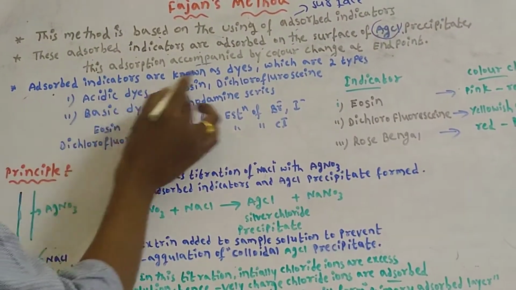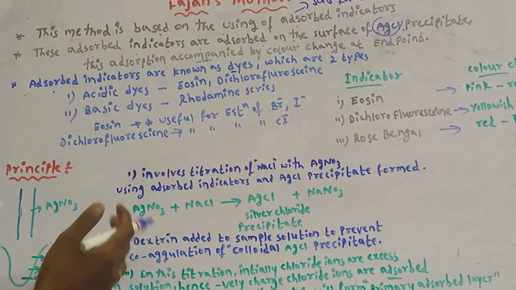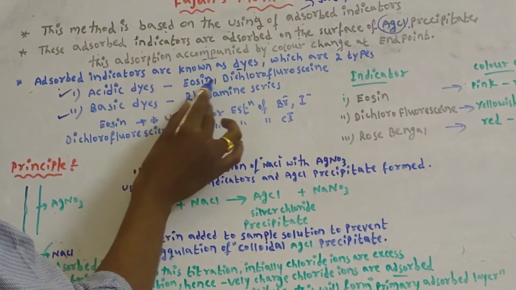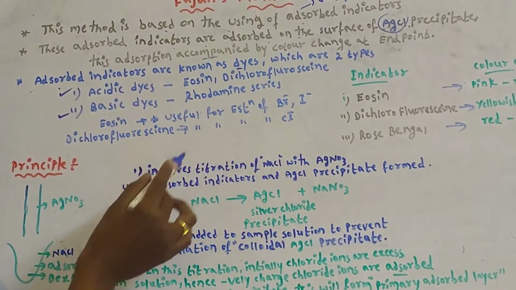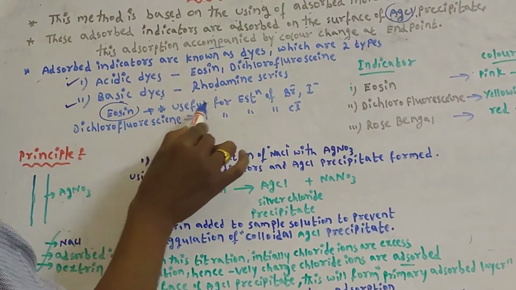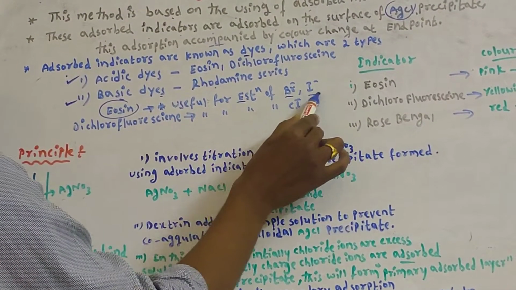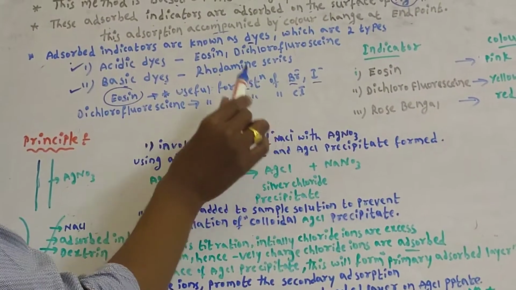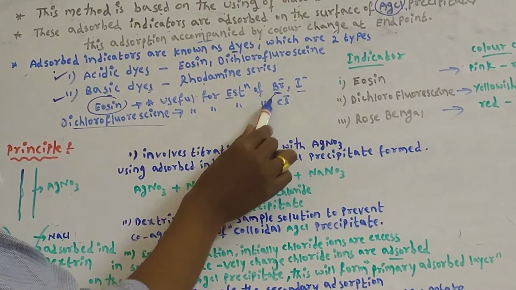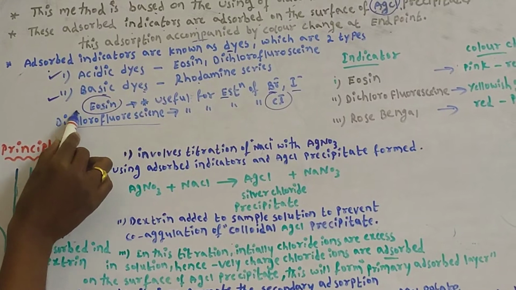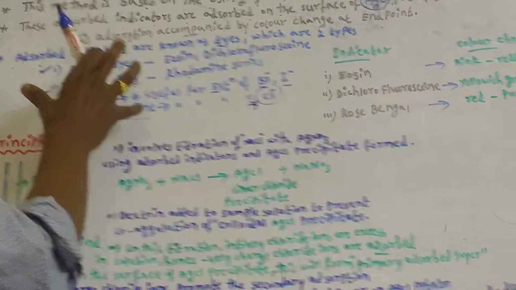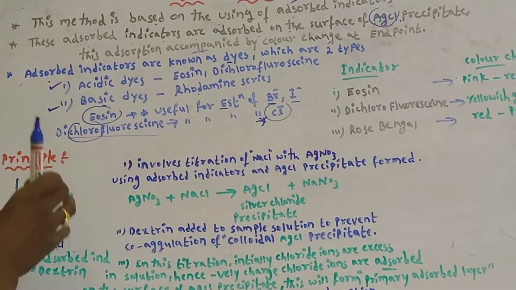The adsorption indicators are known as dyes, which are of two types: acidic dyes and basic dyes. Acidic dyes, for example, are eosin and dichlorofluorescein. Basic dyes, for example, are the rhodamine series. Eosin is mainly useful for the estimation of bromide and iodide ions. Whenever we estimate bromide and iodide, we use eosin as the indicator. Dichlorofluorescein is mainly useful for the estimation of chloride ions. As the name itself indicates, chloro is there. This is the brief description of the Fajans method.